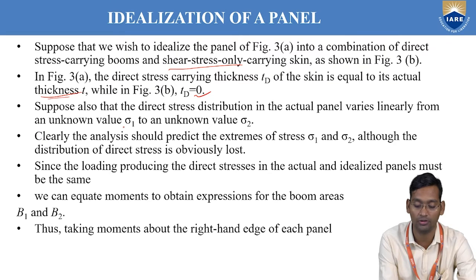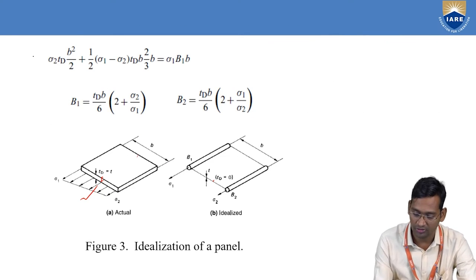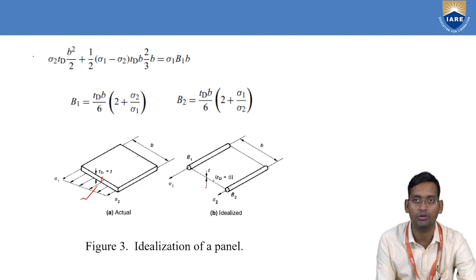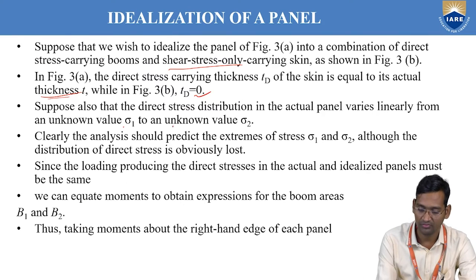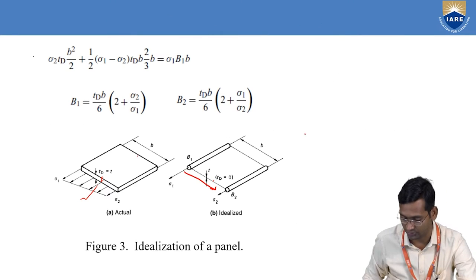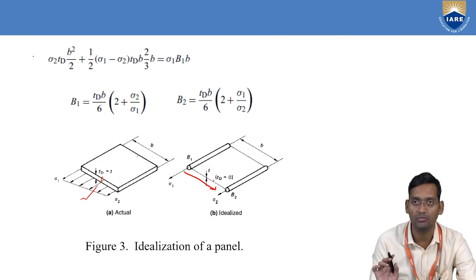Suppose also that the direct stress distribution in the actual panel varies linearly from an unknown value sigma 1 to an unknown value sigma 2. That value is also varying from sigma 1 to sigma 2. So sigma 1 is here, and from here to here it's varying, until sigma 2 here. Clearly the analysis should predict the extremes of stresses sigma 1 and sigma 2. So just see, at this extreme sigma 1 is there, and at this extreme sigma 2 is there.